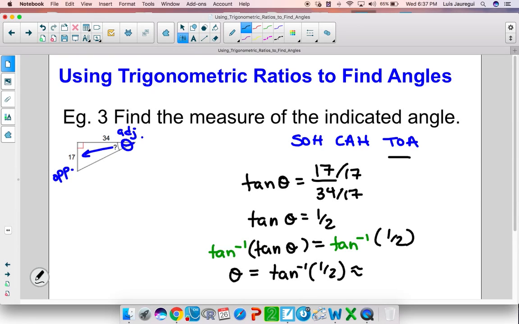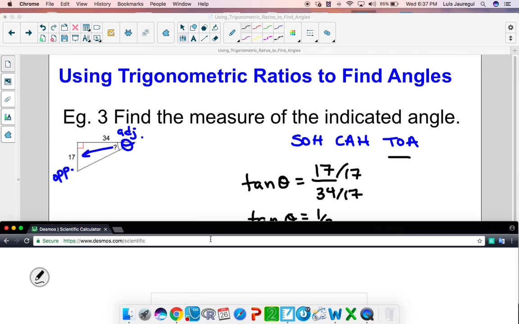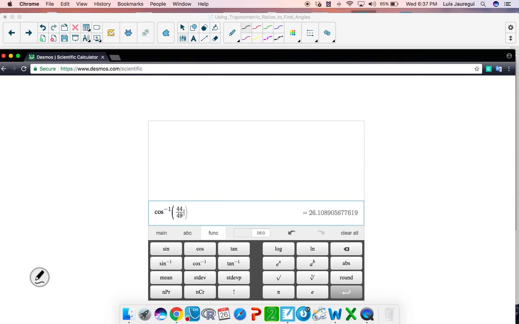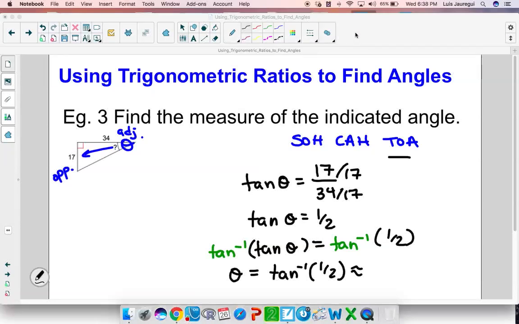To do that, you can use your scientific calculator, or we can use Desmos. So we're looking for tangent inverse of 1/2. Using Desmos, let me delete this one, and I can just say that I am looking for tangent inverse of 1/2. And take a look at that. My approximate value is about 26.6 degrees. So I can go back to my problem and say that the approximate measure of the angle is 26.6 degrees. Let's write that down in there.